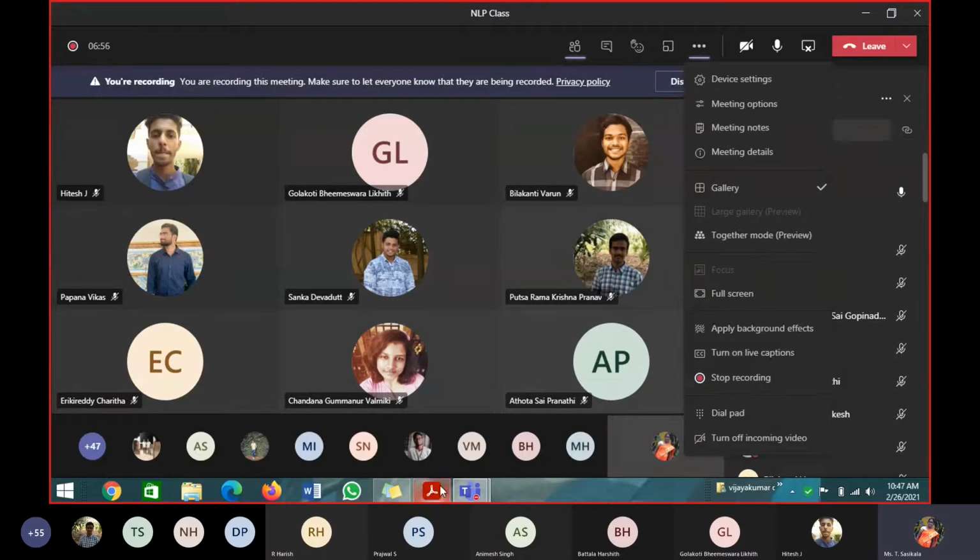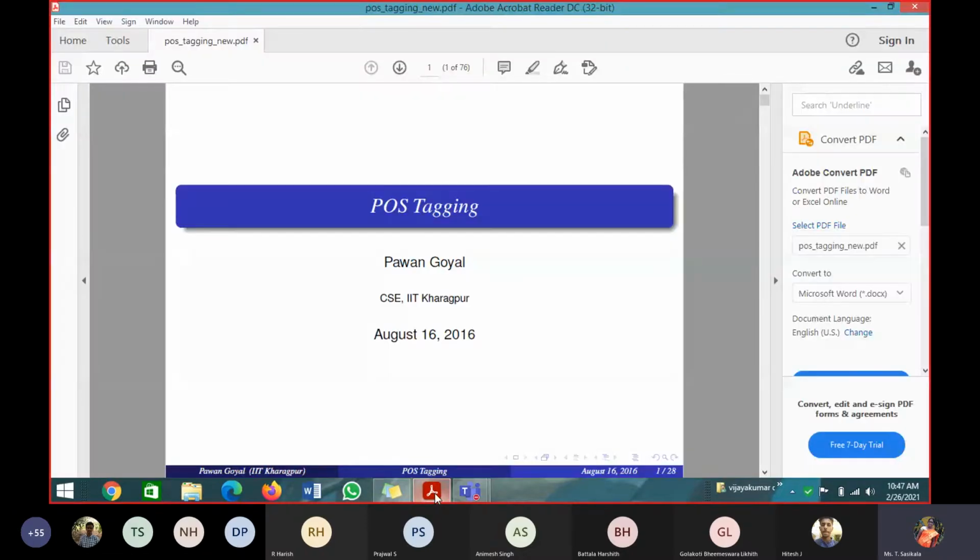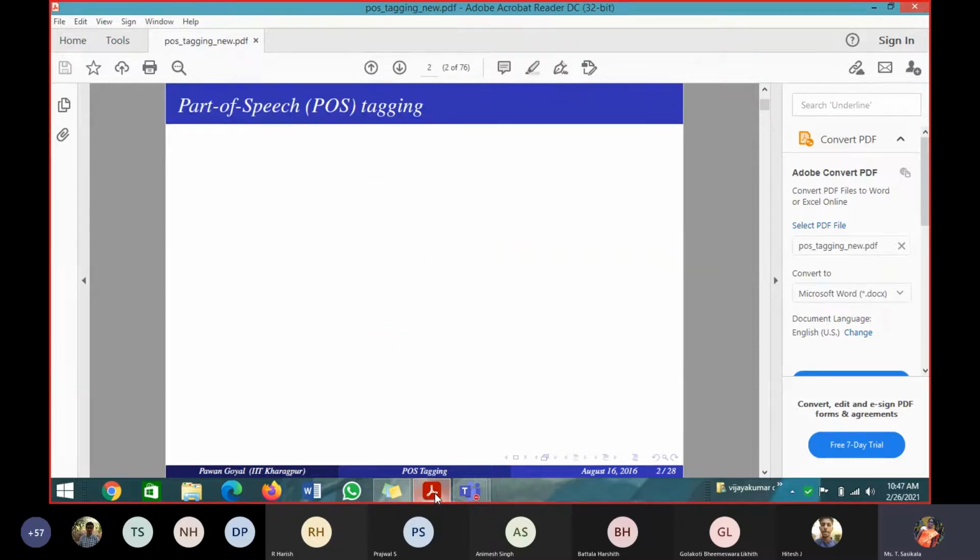Okay. So last class we discussed morphology. In that we also talked about what POS tagging is, but how to find the POS tag for each and every word, we will be learning in this chapter. That is the main objective of the chapter.